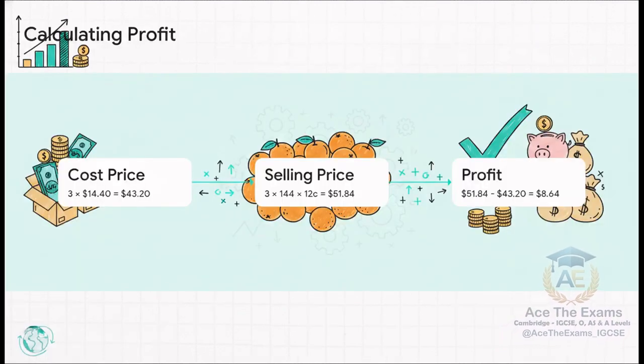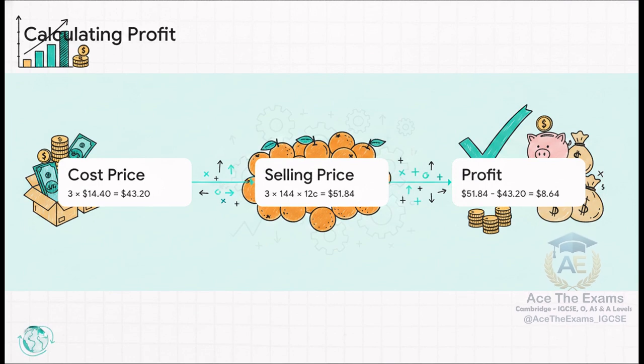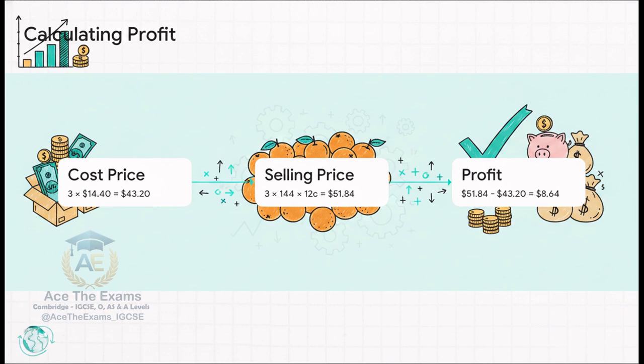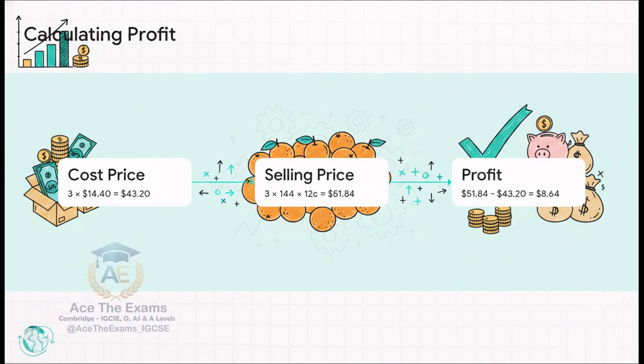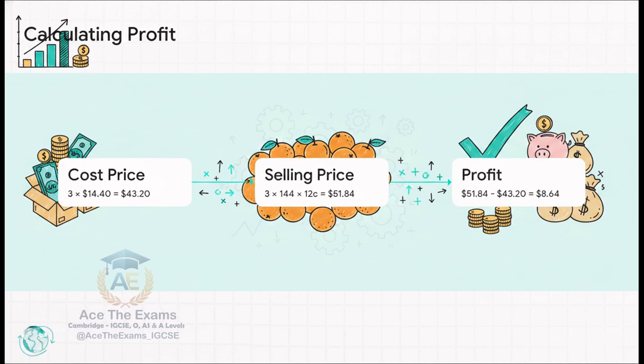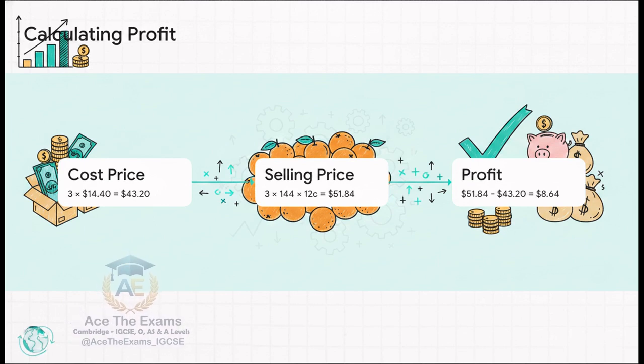By breaking down the math into total cost versus total sales, we can clearly see the outcome. First, let's find his total cost. 3 boxes times $14.40 means he spent $43.20. Next up, his sales. 3 boxes times 144 oranges per box times 12 cents each, that brings in $51.84.